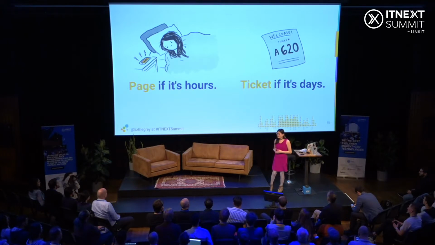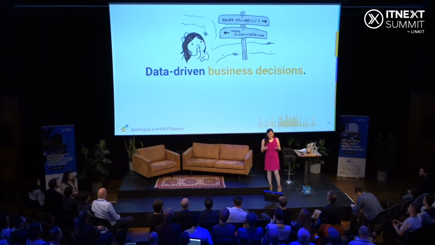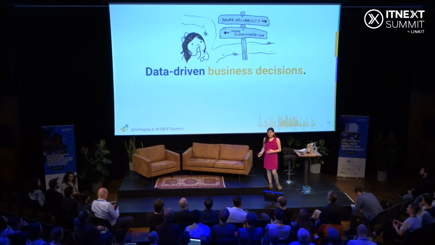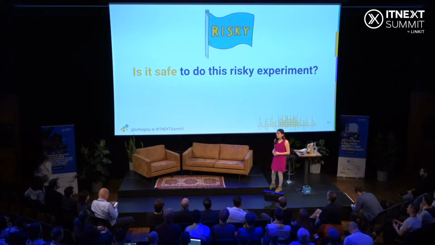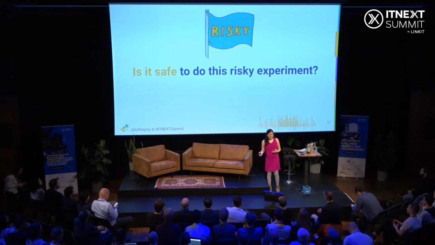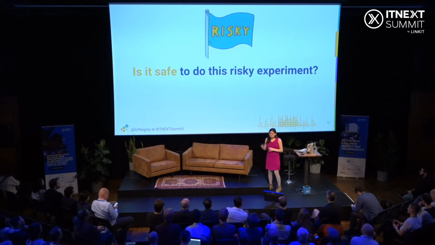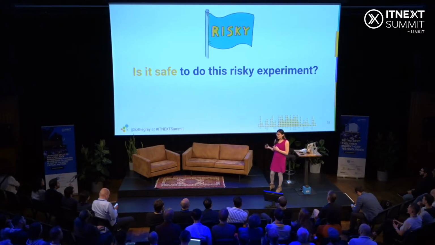That's okay. The second thing is that we can make data-driven business decisions. Do I want to move faster? Do I want to move slower? When is the right time to allocate more priority to reliability items on my backlog? Is it safe to do this risky experiment? Well, if I've got plenty of error budget left, and I have a feature flag system, then I can go ahead and opt people into this experiment knowing that I can roll it back and not impact my error budget too badly.